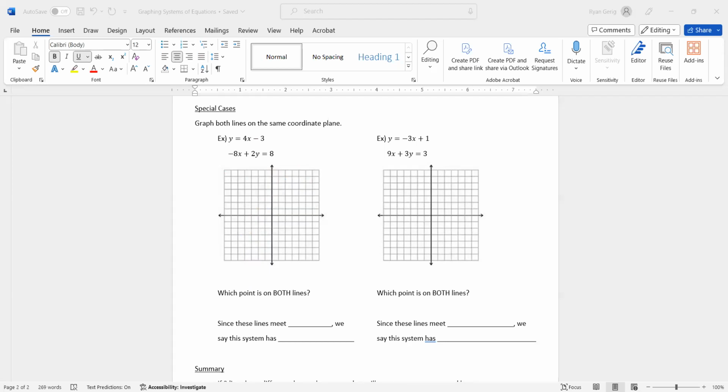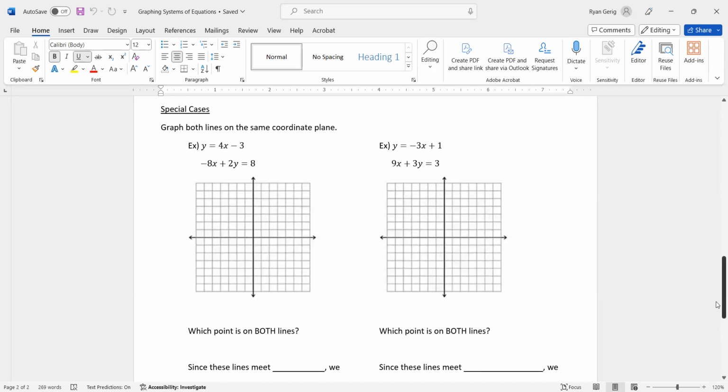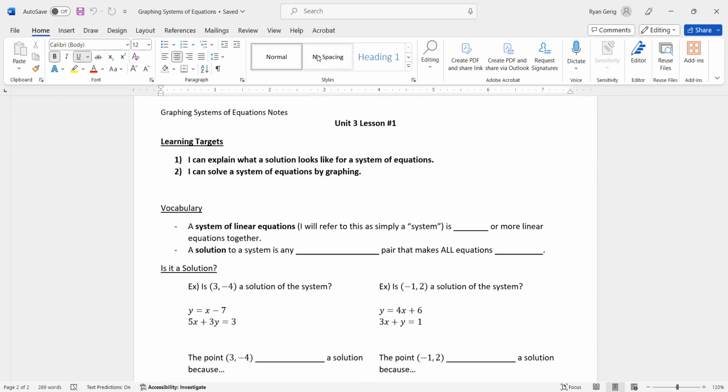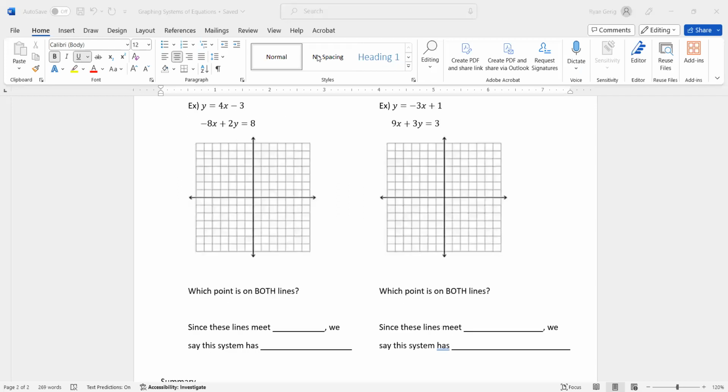All right. What is the other special case? Well, let's look at that one. Let's get blue. 1 is the y-intercept, down 3, right 1, down 3, right 1, up 3, left 1, up 3, left 1. And then let's switch to red. Again, we're going to subtract 9x. So 3y equals negative 9x plus 3. Divide by 3. I get y equals negative 3x plus 1. 1 is the y-intercept. Down 3, right 1. Down 3, right 1. What are you seeing?